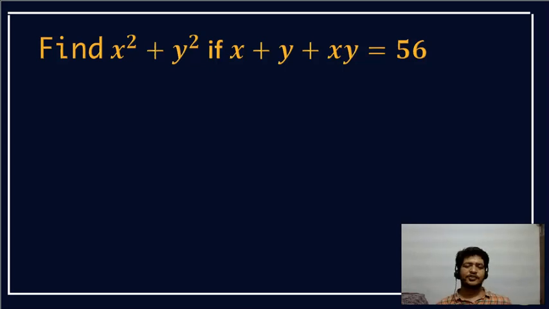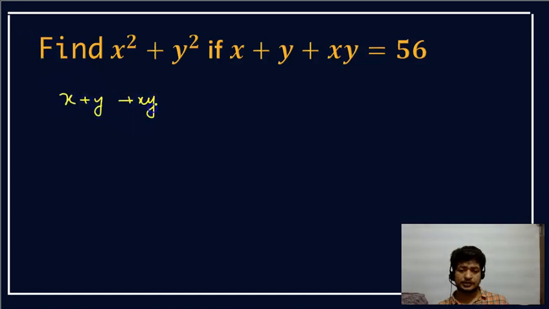Hello everyone. In this question, we have to find the value of x square plus y square, and the question is given as x plus y plus xy is equal to 56. So what we will do, we will write x plus y plus xy equal to 56. I can add 1 on both sides. Once I add 1 on both sides, I will get x plus y plus xy plus 1, that is equal to 57.